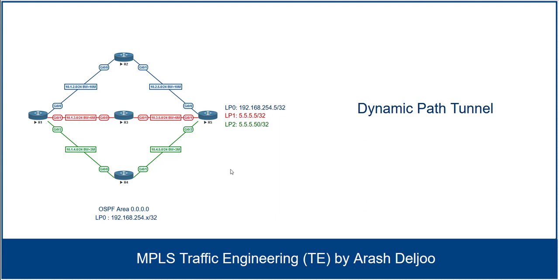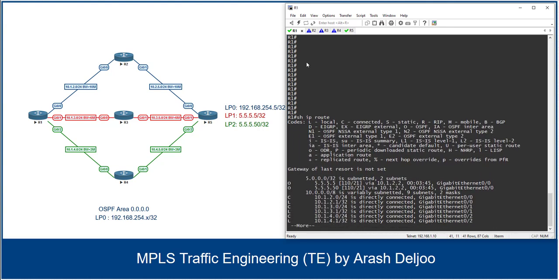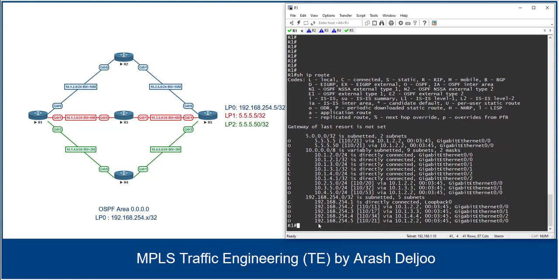Because of that, IGP, for example OSPF in this scenario, chooses the blue path as the best path between router 1 and router 5. We can see it. You only need to use show ip route in router 1. And as you can see here, for example, to reach 4.4.4.4/32 or 5.5.5.5/32 or 192.168.25.4/32, all of them are reachable from GigabitEthernet 0/0, meaning the blue path.